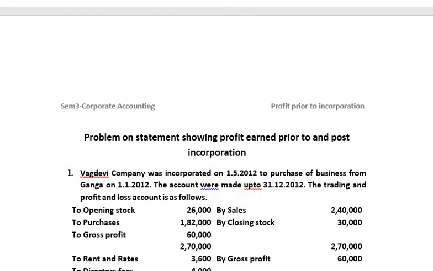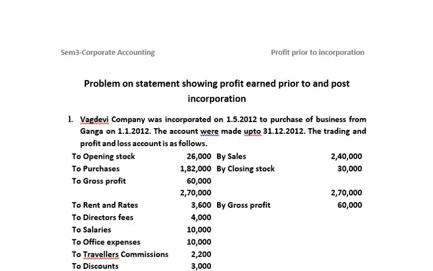Wakdevi company was incorporated on 1/5/2012 to purchase the business from Ganga on 1/1/2012. The accounts were made up to 31st December 2012. The trading and profit and loss account is as follows. To opening stock 26,000, to purchases 1,82,000, to gross profit 60,000, by sales 2,40,000, by closing stock 30,000, total 2,70,000 on both sides.